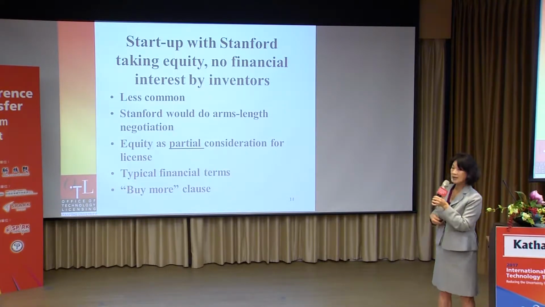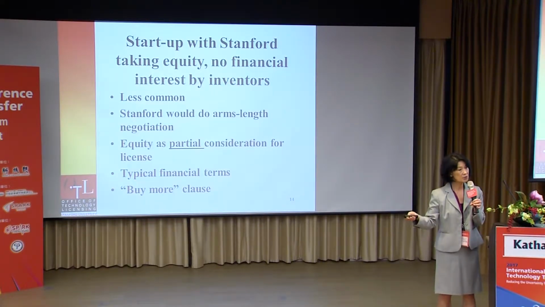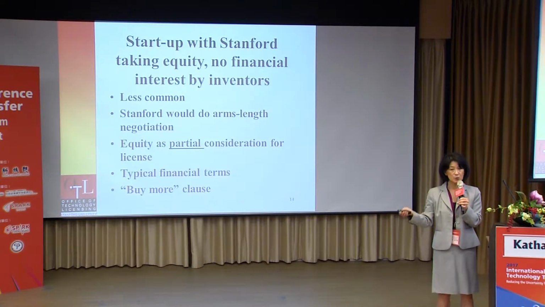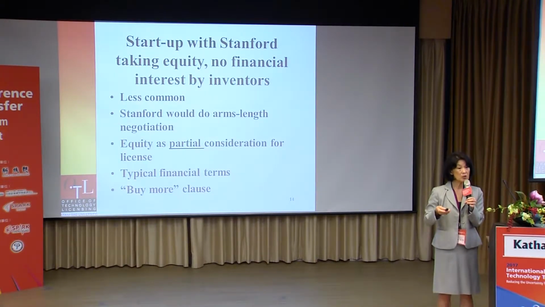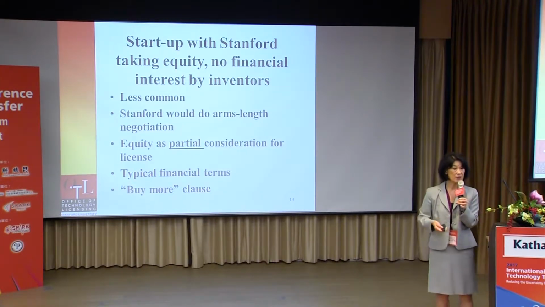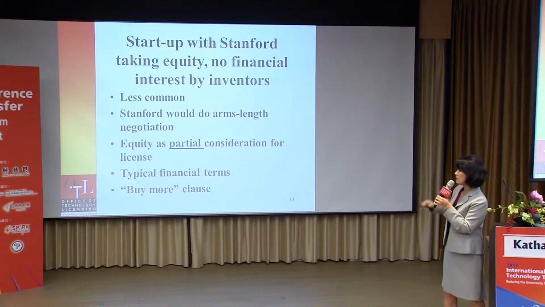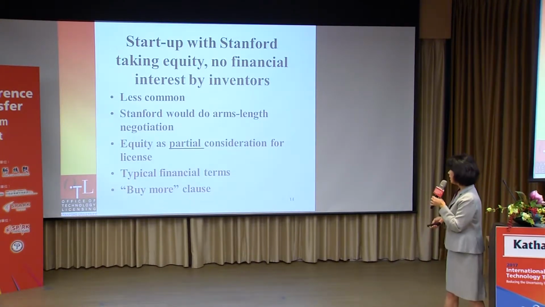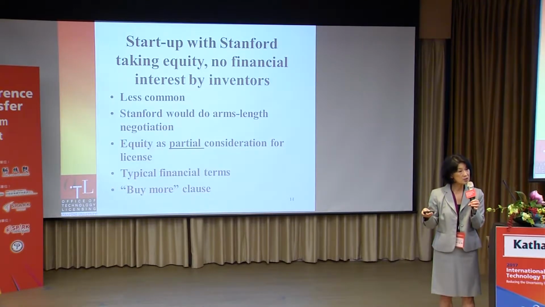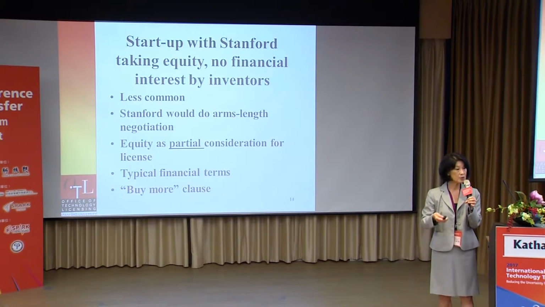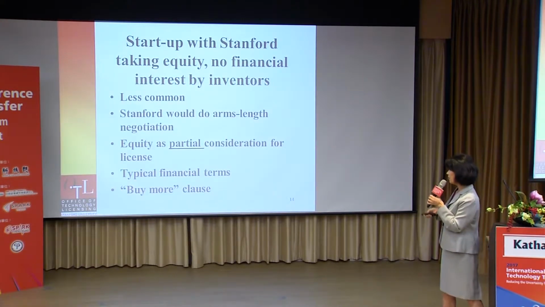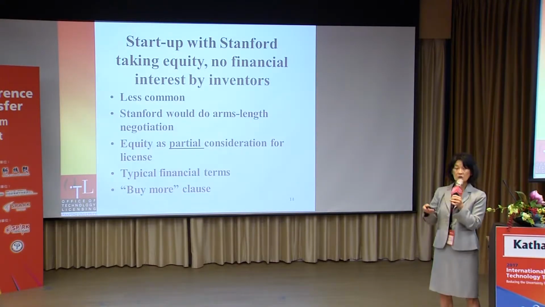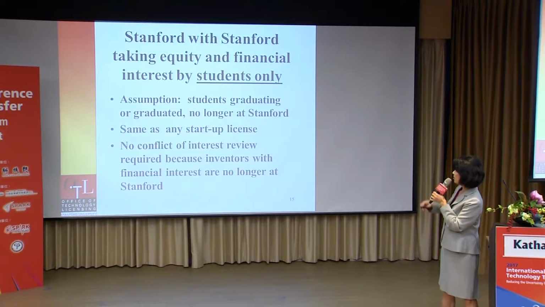Sometimes there are startups where we take equity, but the inventors are not really involved in the company. Maybe they're too busy, maybe they don't necessarily believe that this is a technology that deserves their time and effort to develop. We would still do an arm's length negotiation. And equity, as always, is just partial consideration. We never just do an equity-only license. We always require cash. It's got typical financial terms and the buy more clause. This is less common because usually the inventors have an interest.